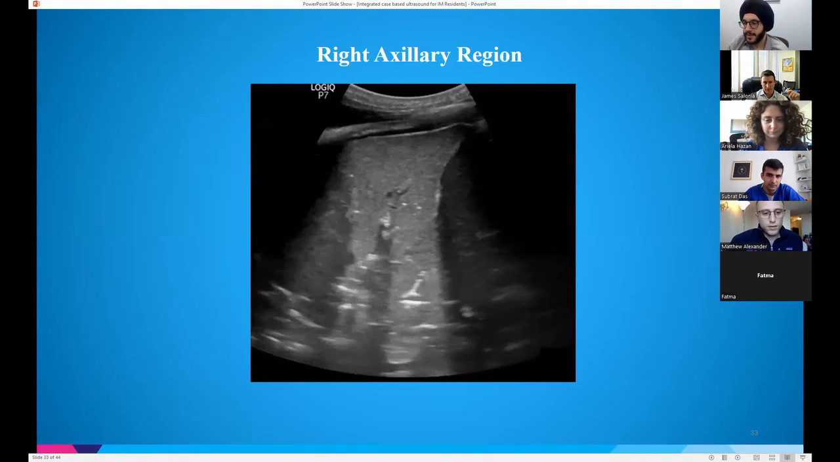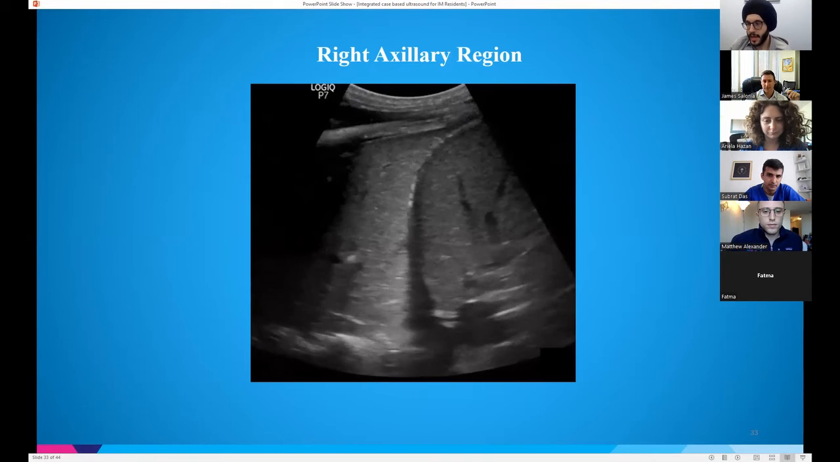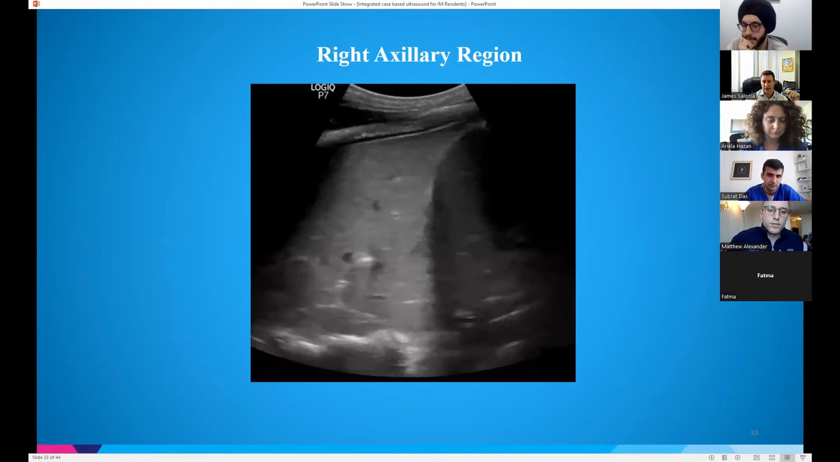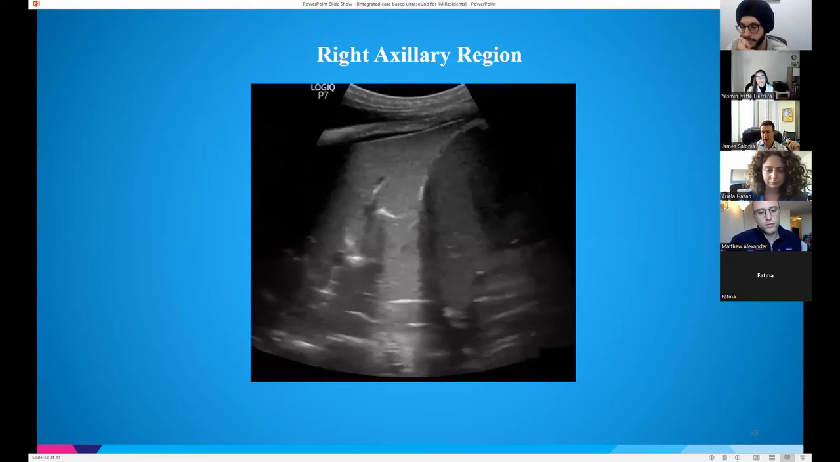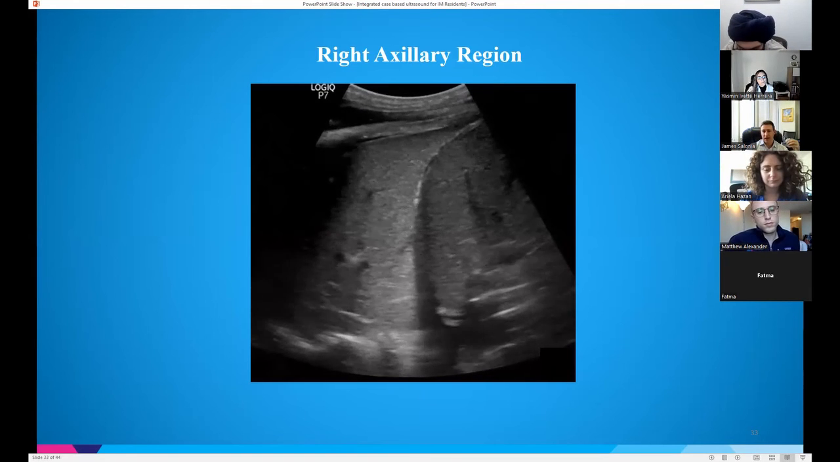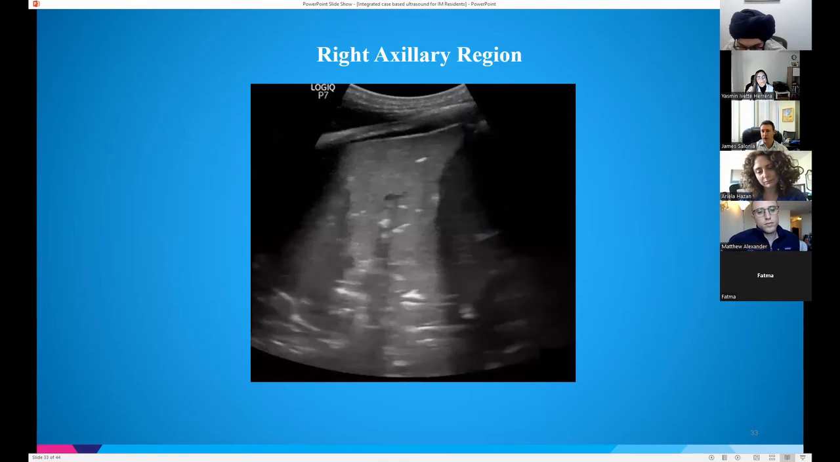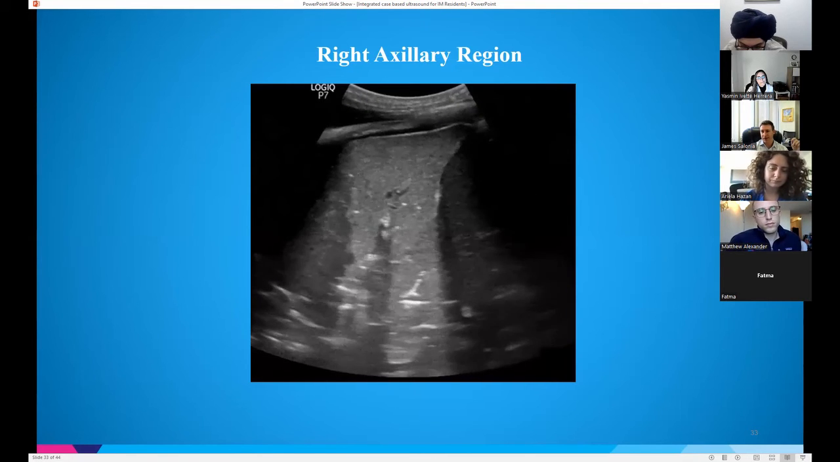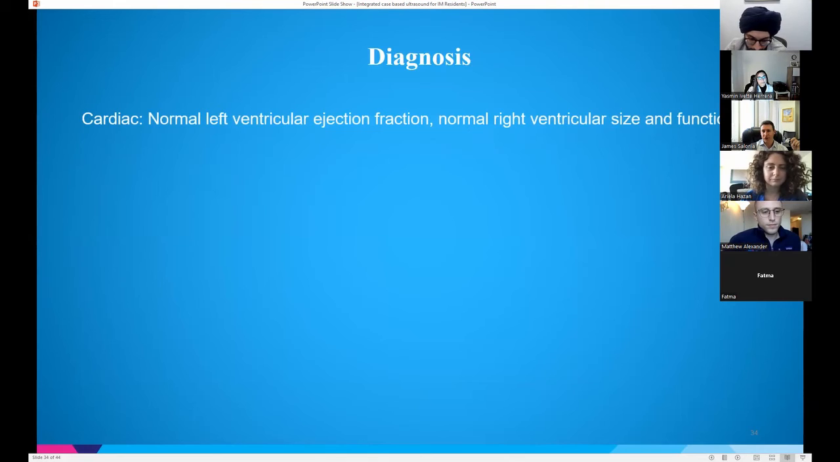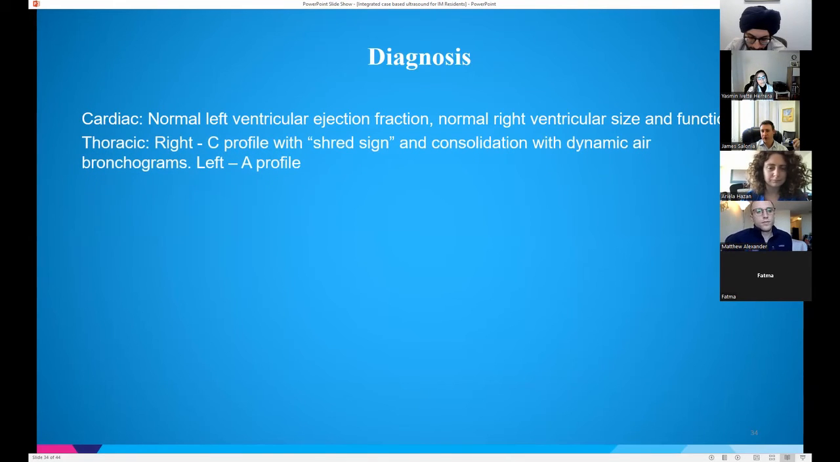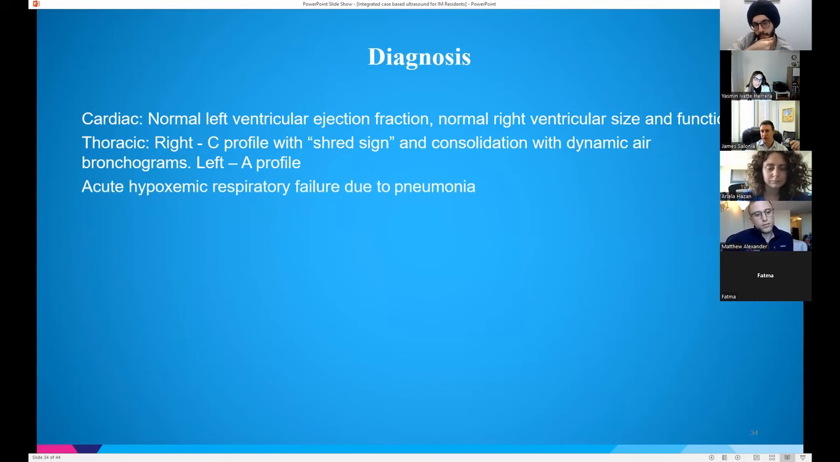We can see the dynamic bronchogram and consolidation of the lung. Yeah, definitely. It looks like hepatization of the lung, doesn't it? Yeah, consolidated, hepatization, dynamic air bronchograms. So what are we thinking? Pneumonia. Good. So normal left ventricular ejection fraction, normal right ventricular size and function, right C profile with the shred sign and consolidation with dynamic air bronchograms, A profile on the left. So acute hypoxemic respiratory failure due to pneumonia.